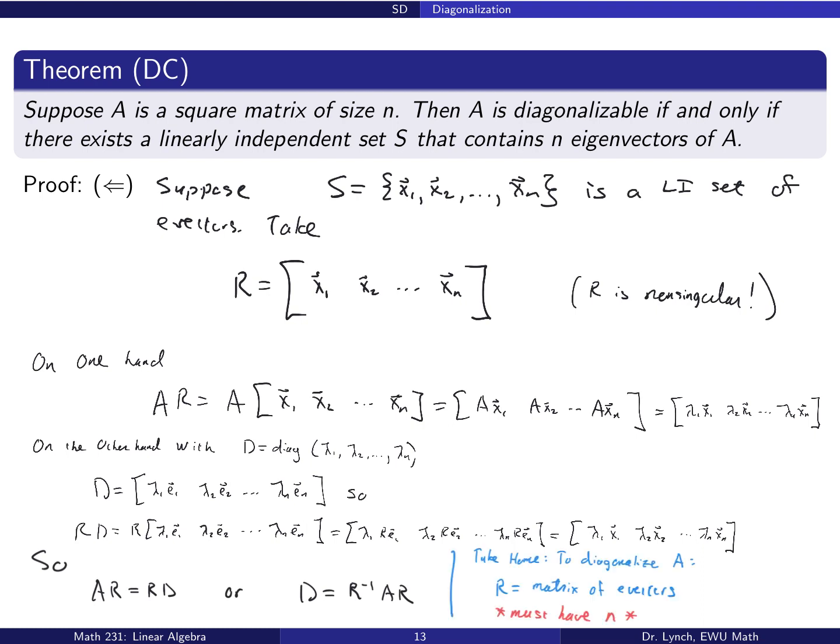In order to diagonalize the matrix A, just cook up a matrix containing the eigenvectors of A. And you have to have the right number, right? There have to be exactly n linearly independent eigenvectors, or else A isn't diagonalizable, as it turns out.